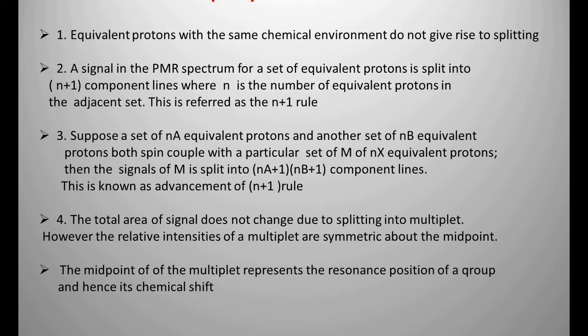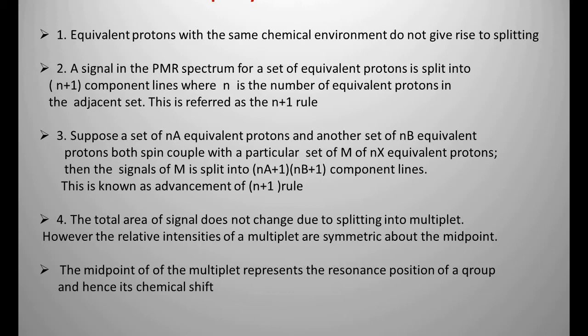A signal in an NMR or PMR spectrum, PMR meaning proton magnetic resonance spectrum, for a set of equivalent protons is split into n+1 component lines, where n is the number of equivalent protons in the adjacent set. So n is the number of equivalent protons on adjacent or neighboring nuclei. This is referred to as the n+1 rule.